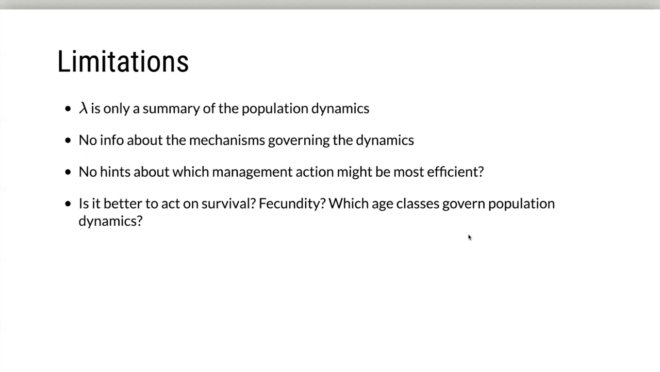So we're going to see in the next class what other type of models, the matrix population models, we can use to have a look at the mechanisms that govern the population dynamics.